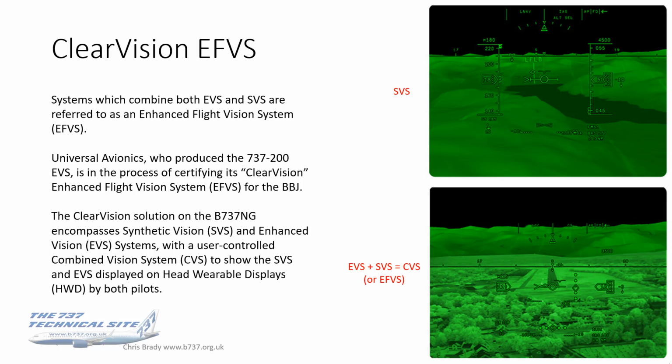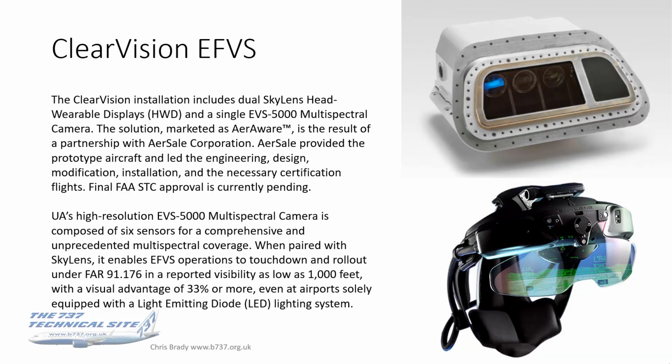And this will be for the BBJ. In their words, the Clear Vision on the NG encompasses synthetic vision system and enhanced vision systems with a user-controlled combined vision system to show SVS and EVS on head wearable displays by both pilots. Yeah, head wearable displays. Let me show you. There you go. So to use this system, you will wear a helmet as shown in that bottom picture there.